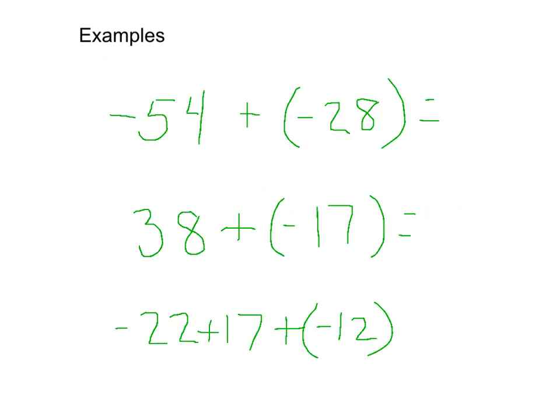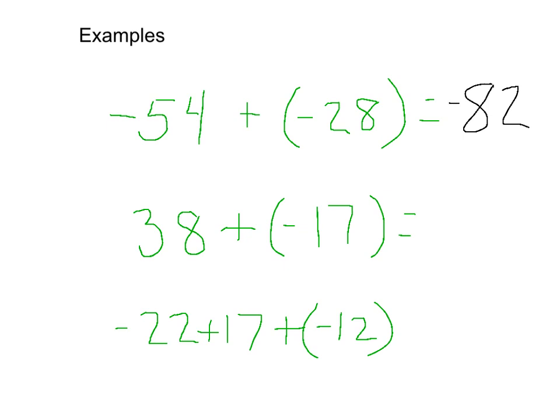Let's try a couple of examples. So if we look at this one, which of our 3 rules does this first problem fall under? Yep, okay, we've got same symbols. So what we're going to do is we're going to add these up. 54 plus 28. Let's see. Any answers? Okay. Did you get 82? That's what I got. Now, what symbol do I put? Yes, they both have the same symbol, so my answer needs to have the same symbol as well.